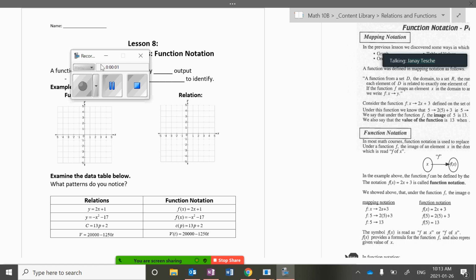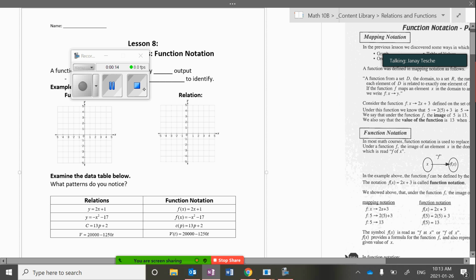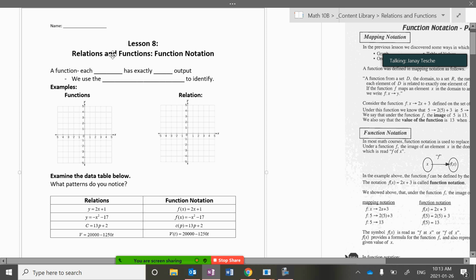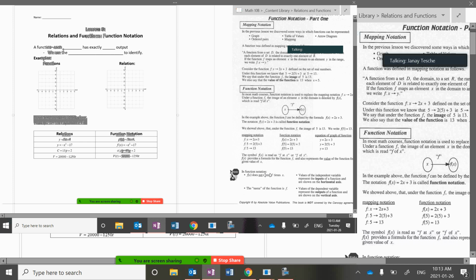Okay, so grade 10s, we're on lesson 8 right now. We're talking about a special notation that we use for when something is a function. On that page that I made you in the template notes, it starts off with a little bit of review.